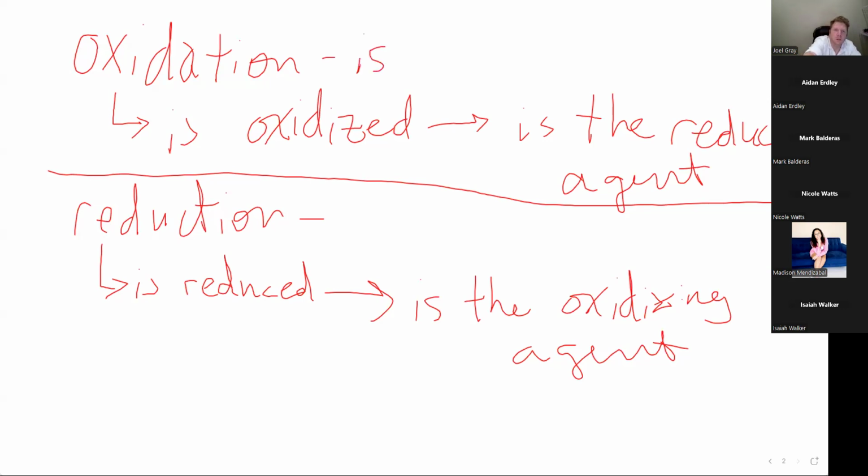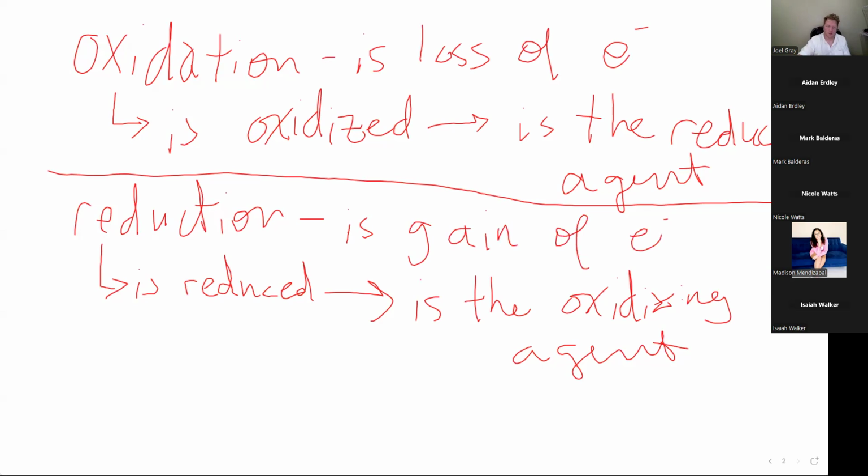Oxidation is the loss of, and I'm going to write E minus, or electrons. Reduction is gain of E minus, or electrons. So you should expect approximately 10 questions on your final exam that relate to all of this right here.